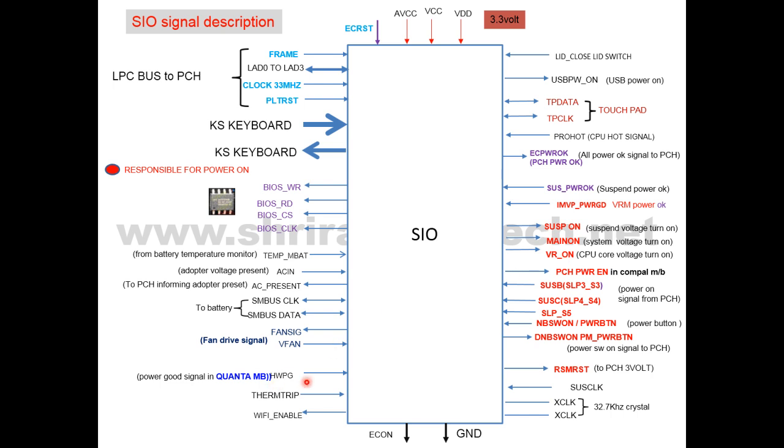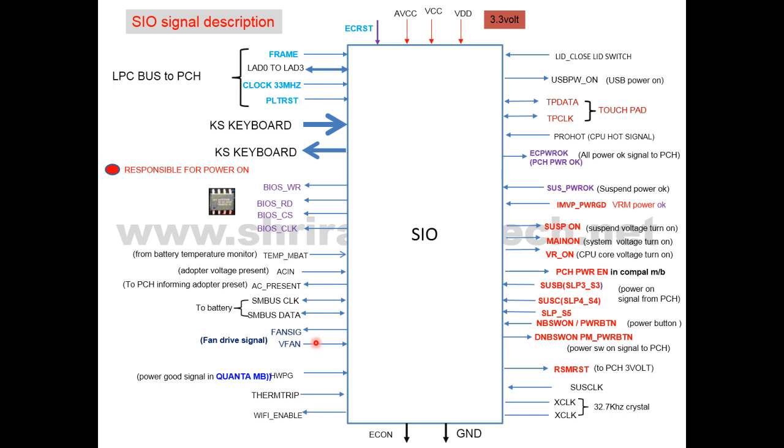If one of the voltages is absent, suppose 1.05 or 1.8, any voltage, if it is absent, then the HWPG will not be generated. Here it will be 0 volt only, and so the core voltage will not turn on. So this signal is very important, but this signal is basically used only in Quanta motherboards.